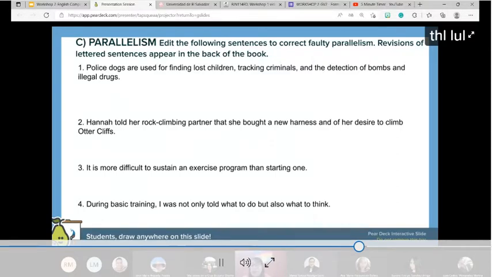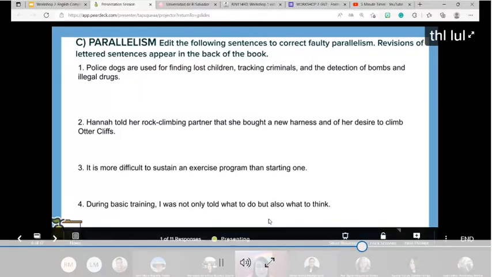The police dogs, los perritos, right? They are used for finding lost children. Finding lost children. For tracking criminals. And detecting bombs and illegal drugs. That's right. And detecting. Because you are using gerunds as nouns, that means that you must have gerund, gerund, and gerund.